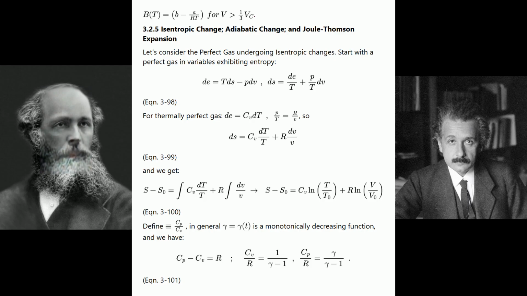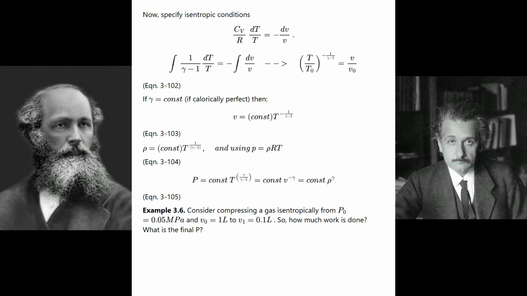Define gamma identical to C sub P over C sub V. In general, gamma equals gamma of T is a monotonically decreasing function, and we have see equation 3-101. Now, specify isentropic conditions. See equation 3-102. If gamma equals const, if calorically perfect, then see equation 3-103. Rho equals const times T raised to the 1 over gamma minus 1 power, and using P equals rho RT, see equation 3-104. See equation 3-105.